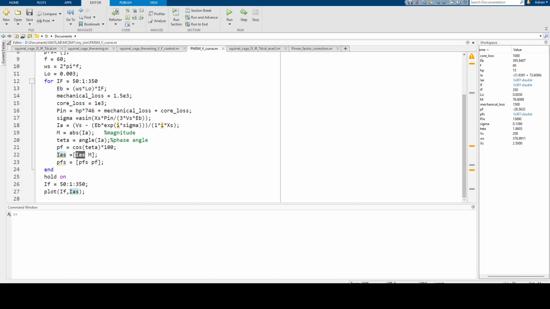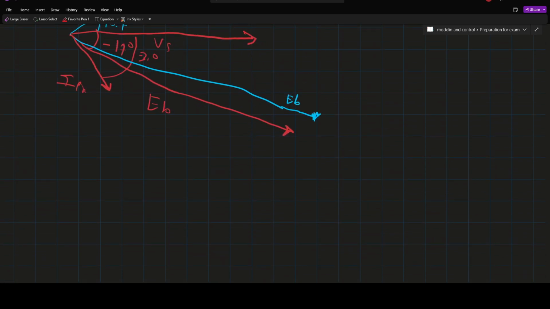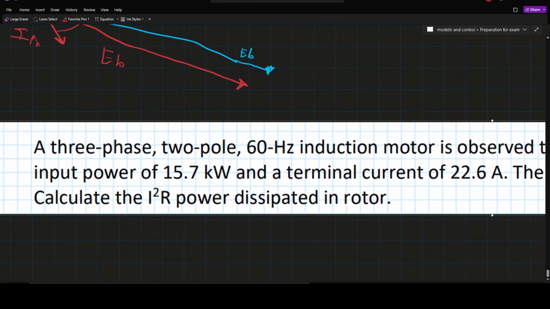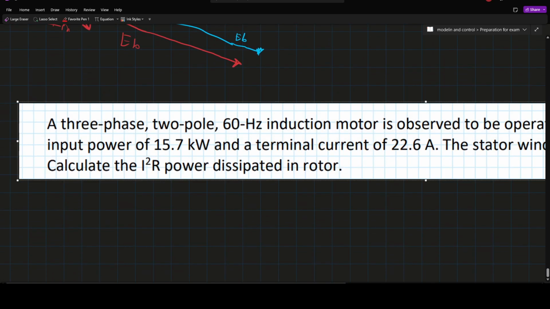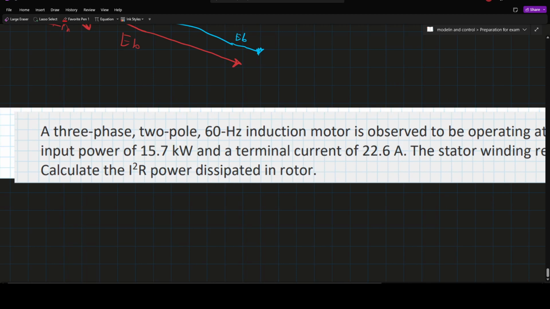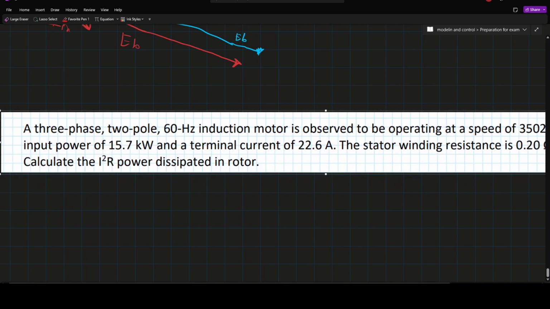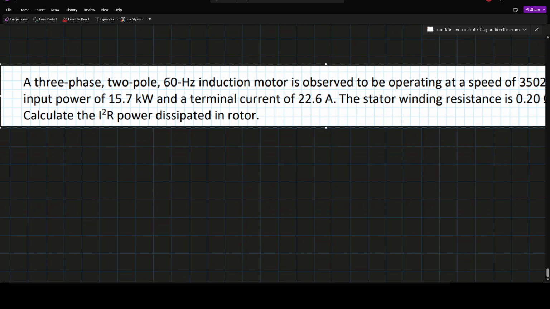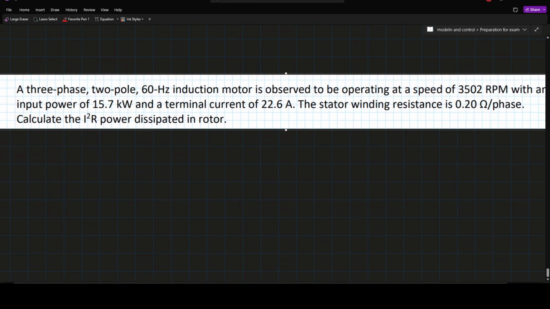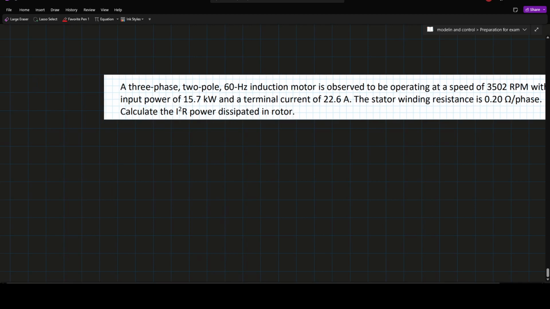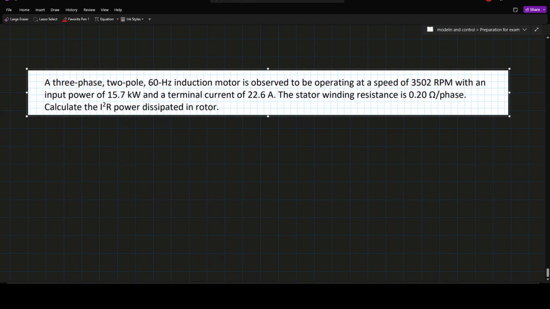Now let's go back to our drawings here. Now let's do some induction motors to start seeing the difference of the calculations when we have an induction motor and a synchronous motor. So we have here an induction motor. It's observed at a speed of 3,502 RPM. Okay. Now we can see the whole thing.